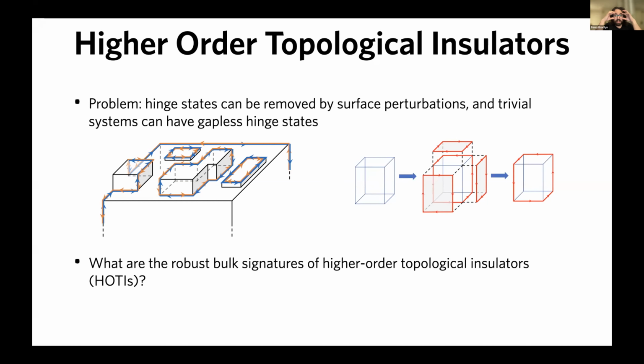And even more so, if I take a trivial system and I glue some two-dimensional topological phases onto a surface, I can get something that's trivial in the bulk, but still has hinge states because the surfaces are 2D non-trivial phases. So this raises the question of what can we measure in the bulk of a higher order topological insulator to tell us that it's really some novel phase and that we're not seeing hinge states just because the surfaces are non-trivial.